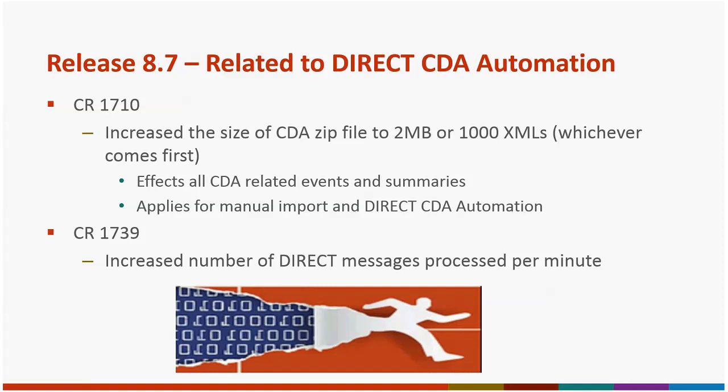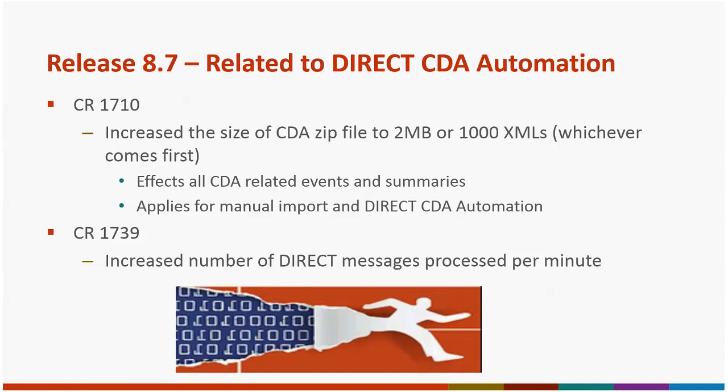And so a couple other CRs. This is related to CDA direct automation. For the first, CR 1710, we are increasing the size of the CDA. Currently, it's listed as 1 megabyte or 500 XMLs, whichever comes first. And we did increase that size to be 2 megabytes or 1,000 XMLs, whichever comes first. This will affect anything that is CDA related and anything that's being imported via direct.